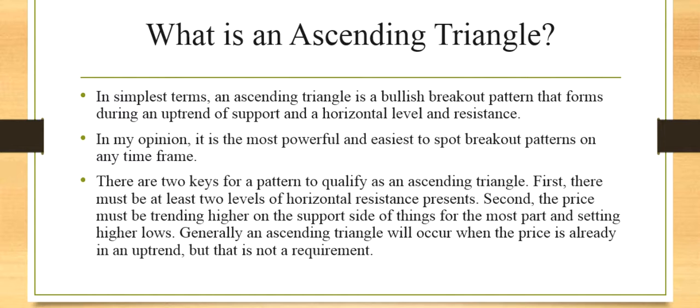Generally, an ascending triangle will occur when the price is already in an uptrend. So usually you'll see a stock or ETF that's been trending up for a while, and then the ascending triangle will form. But that's not a requirement. You'll have times where the price is trending downwards, stalls out, then starts to trend up and form an ascending triangle.